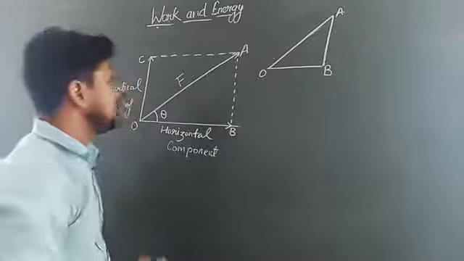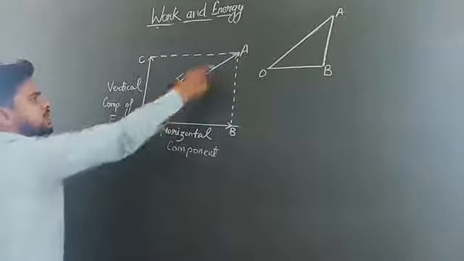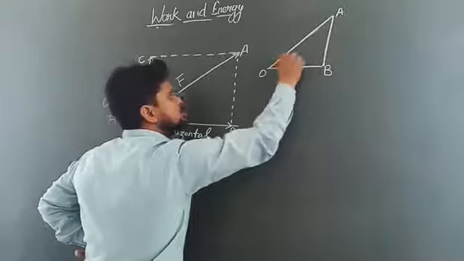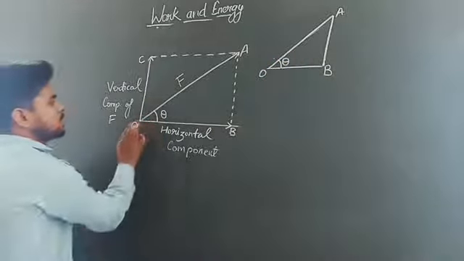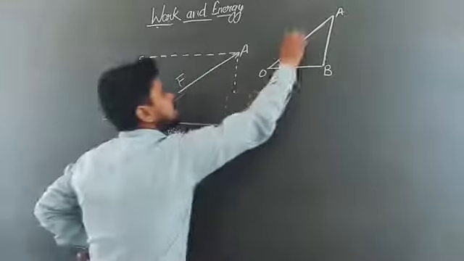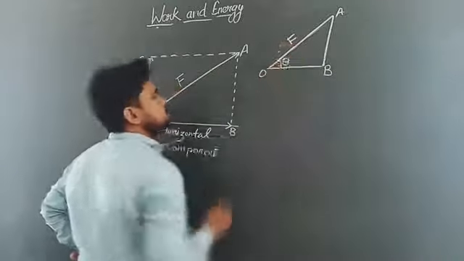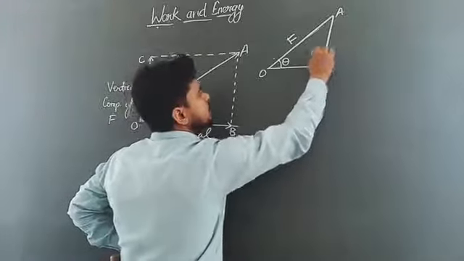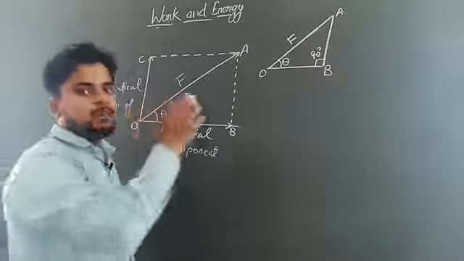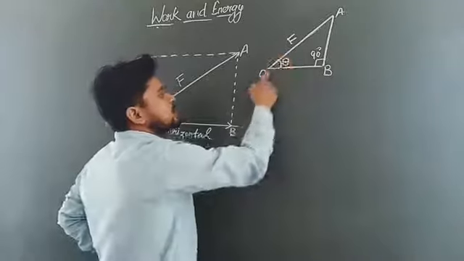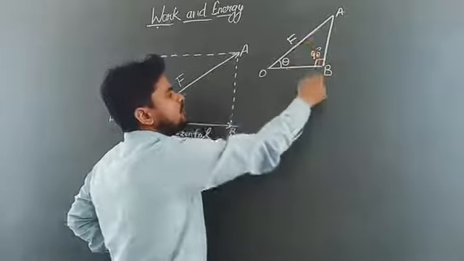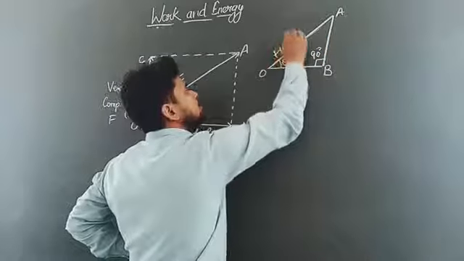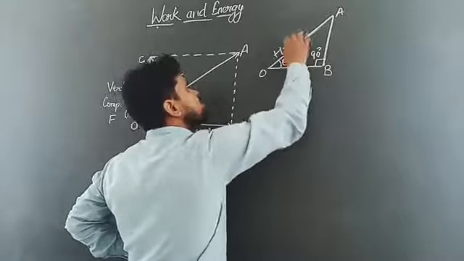Okay, students. Now, here we have given angle AOB equal to theta. Hypotenuse, that is OA, is F. Now here you can see that angle B is equal to 90 degrees. And the side opposite to 90 degrees is the hypotenuse. It means in this right angle triangle OAB, OA is the hypotenuse, which is equal to F.